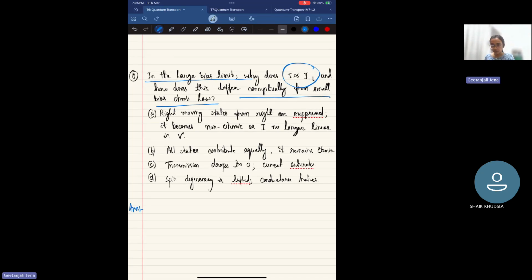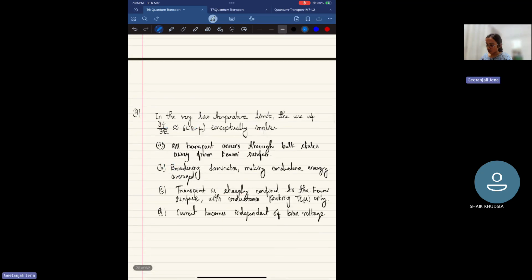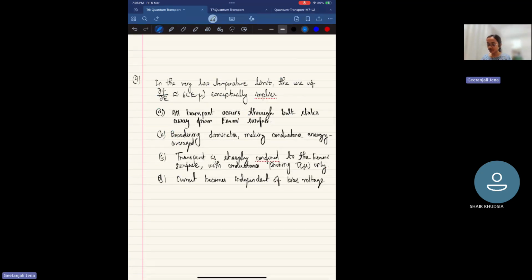Okay, option A. Yes, it is correct. So for large bias limit, the right propagating wave is suppressed and it is a non-ohmic behavior. Okay, let us move to the next question.